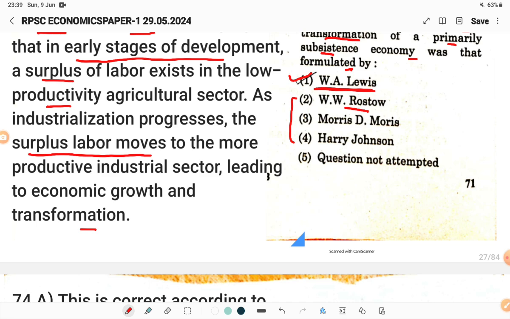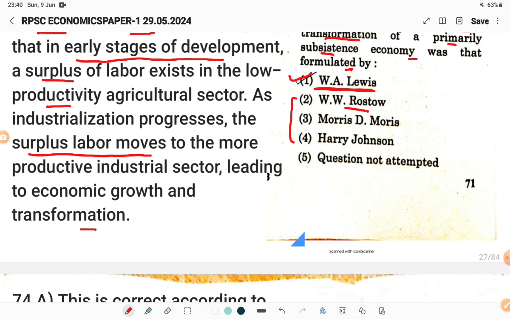First one is a traditional society, second is preconditions for takeoff, third is takeoff, fourth is drive to maturity, and the last, fifth stage is age of high mass consumption. So the theory suggests that economies evolve through these stages as they adopt modern technologies, institutions, and behaviors.